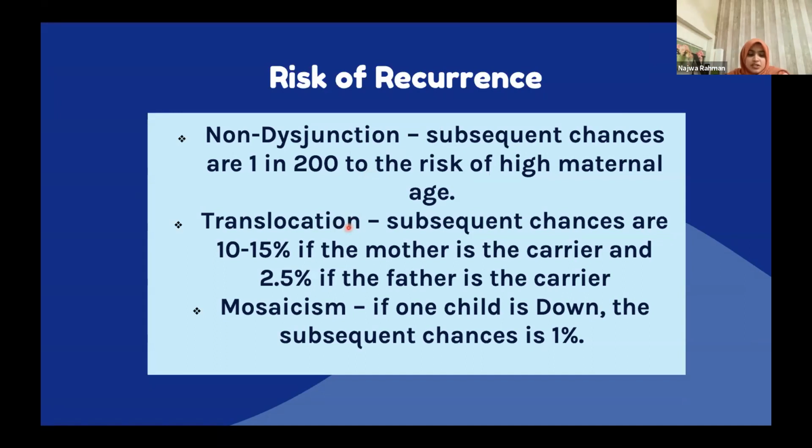Okay, the next one is translocations. The risk of recurrence is 10 to 15% if the mother is the translocation carrier, and about 2.5% if the father is the carrier. If the parent carries the rare 21;21 translocation, all of the offspring will have Down syndrome. And for mosaicism, the subsequent chance of having Down syndrome is only 1%.